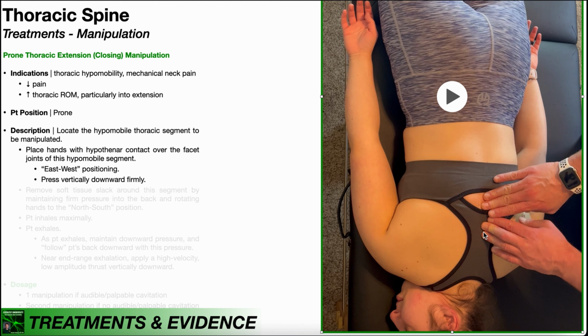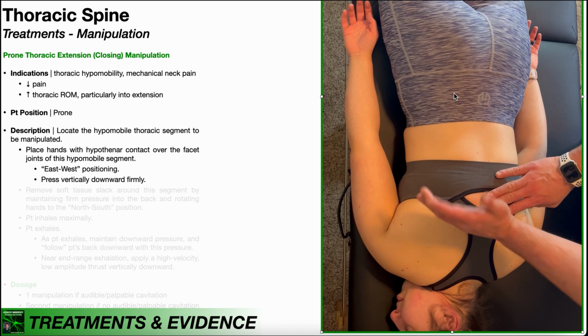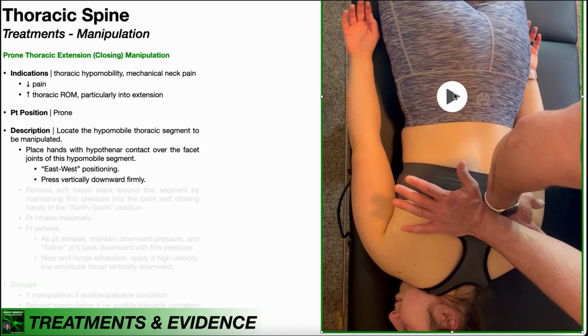Once I locate the hypomobile segment, I'm going to place my hands with hypothenar contact over the facet joints of that segment, and I'm going to use that east-west positioning that we talked about. Okay? Again, this hand placement can be kind of awkward the first couple of times you do it, but look at what we have here. So here's my left hand. So my left hypothenar eminence, my left pisiform, is really over the patient's right facet joint at that level. And this is my right arm over here. So my right hypothenar eminence, right pisiform, which is covered up, is over the patient's left facet joint at that level. So this is my east-west positioning.